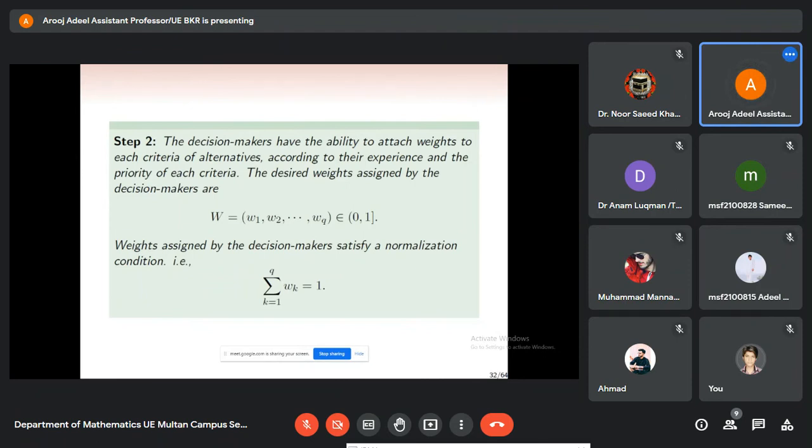In the next step, we require the weights, which are on behalf of the decision makers. We choose the weights according to the criteria. The number of criteria is equal to the number of weights. And here we choose the weights whose sum is equal to 1. We can say that we have to choose the normalized weights. There are different methods to normalize the weight. First or the most important method is the Shannon method.